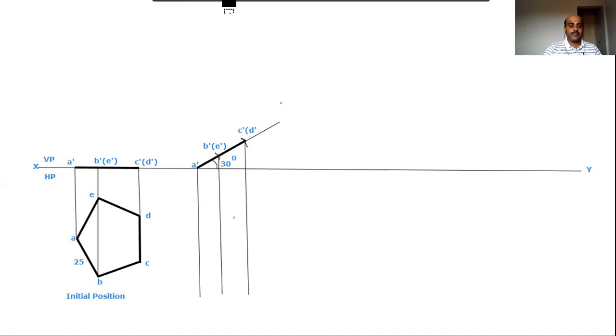And similarly, from the initial position top view, from each point you have to draw the horizontal projectors where they intersect the vertical projectors from the second position front view.